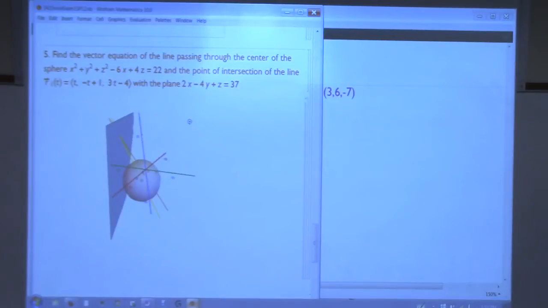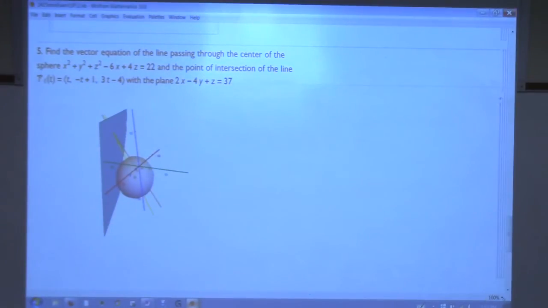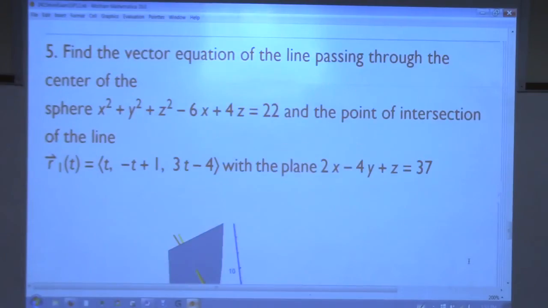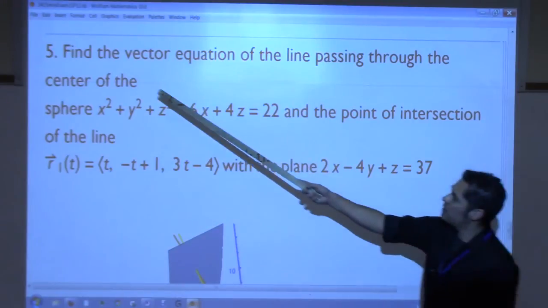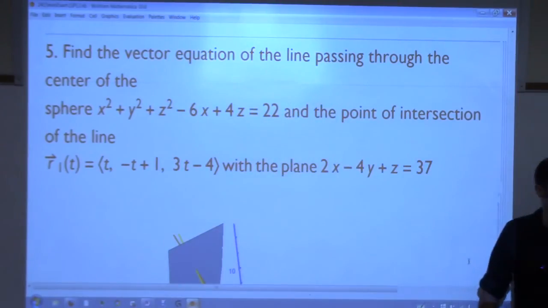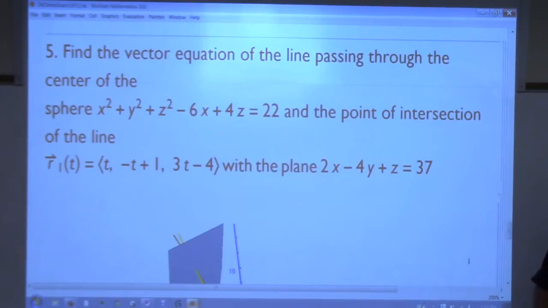Take a look at number 5. Has anyone started 5 yet? Tried it? Okay, officially, as of right now, you can do this problem. I'll just talk through it. I don't want to give it away. Find the vector equation of the line. What does that mean you need? A point and a direction vector. R naught and v, right? R naught and v, you're in business.